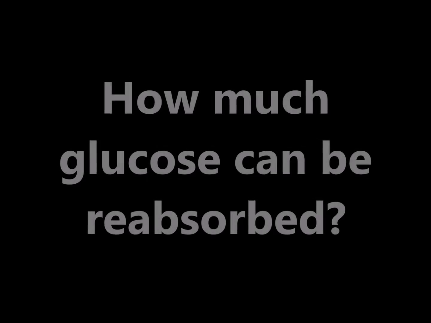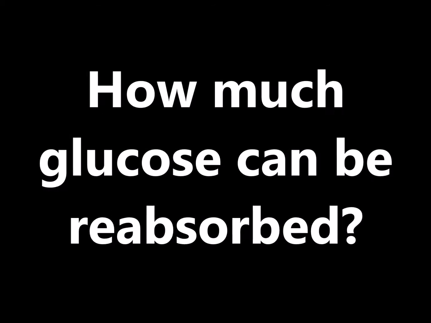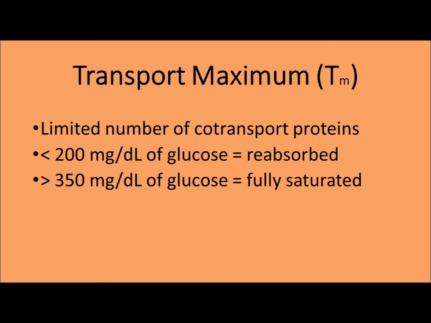The glomerulus filters almost 14,500 milligrams of glucose every day, but how much is actually reabsorbed? The transport maximum represents the maximum number of cotransport proteins available to move glucose from the lumen into the renal epithelial cells. The transport maximum will be very high for substances the body needs, like glucose, and low for substances the body does not recognize. Only a specific amount of glucose can be reabsorbed because there is a limited number of cotransport proteins available.